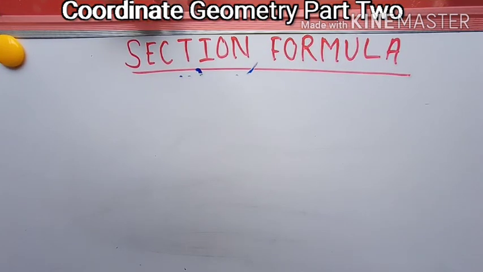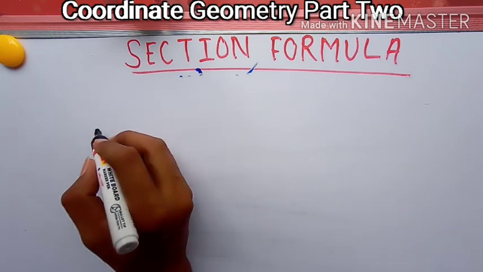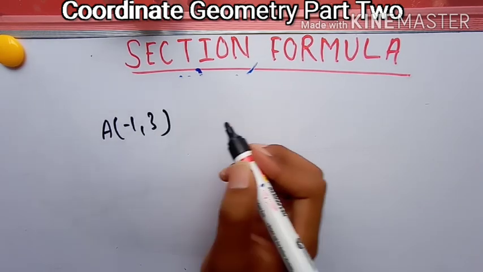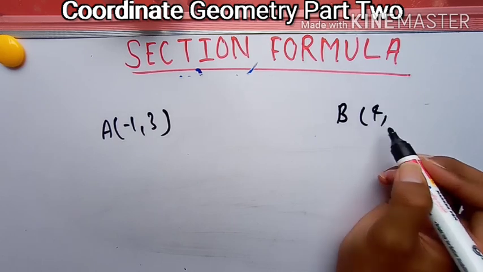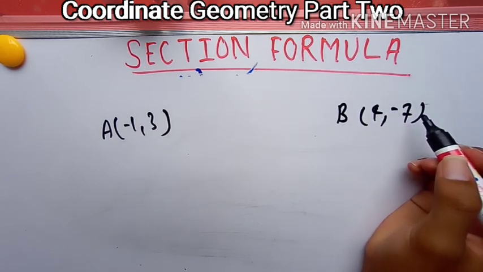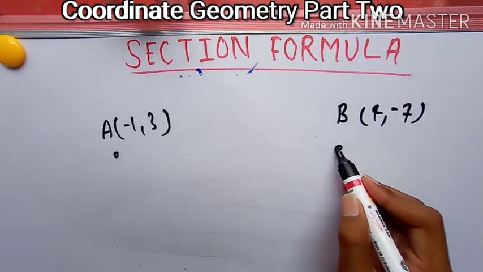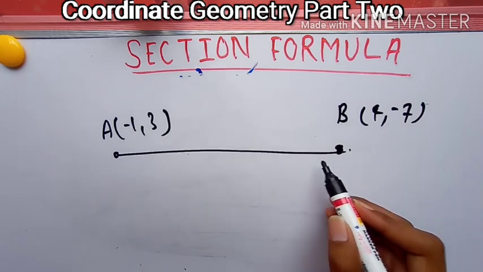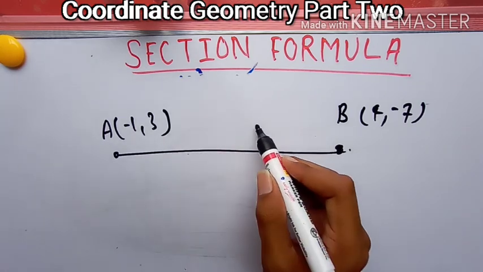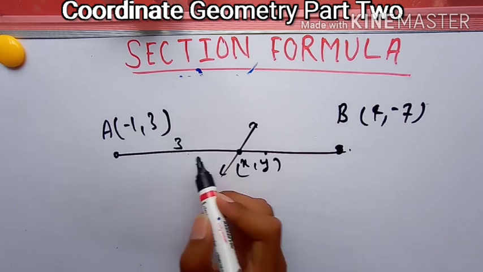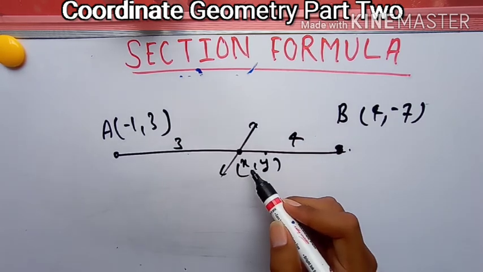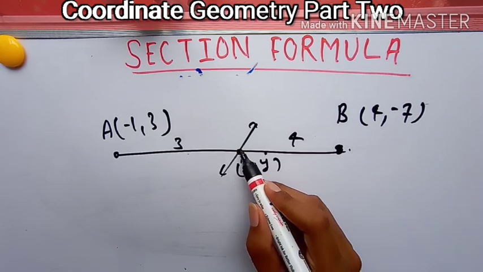The question is, find the coordinates of the point which divides the line segment joining A point minus 1, 3 and B point, which is 4, minus 7, internally in the ratio 3:4. Meaning there is also some point which is dividing these in the ratio 3:4. So this is x1, y1, this is 3 and this is 4. Now you have to find the value of x and y. These are the coordinates of this point.